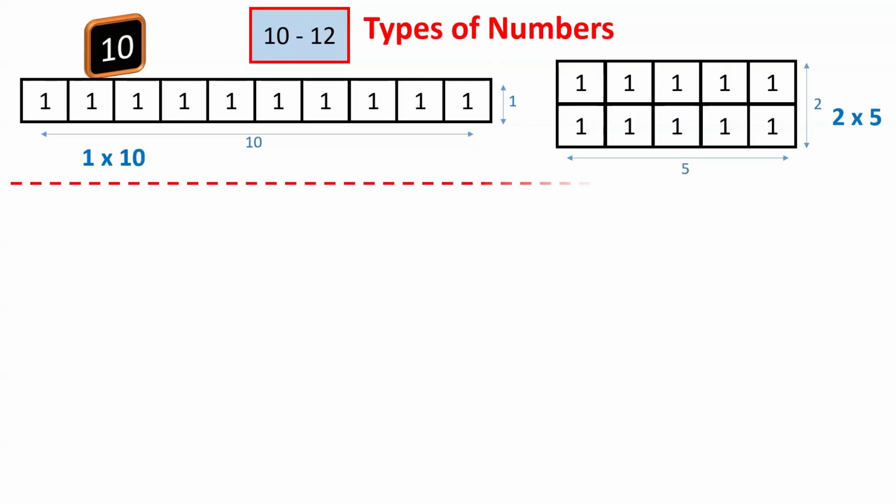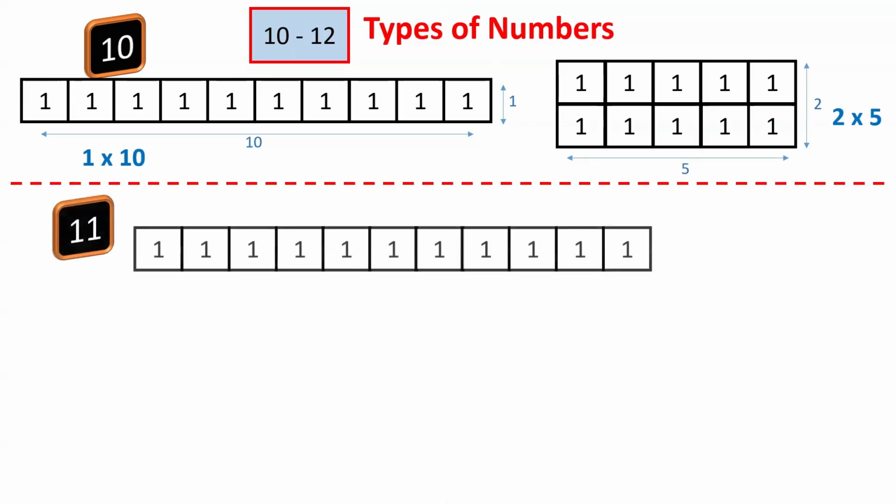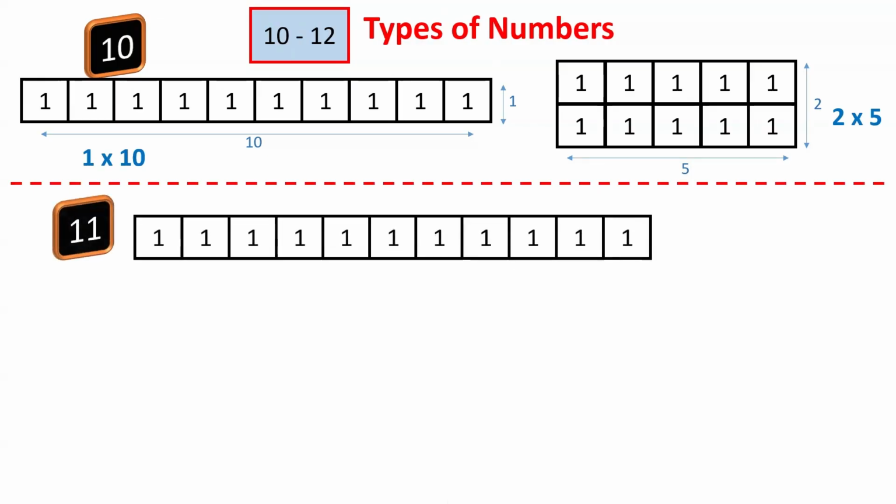What about 11? Well, 11 gives us a 1 by 11. Can it be rearranged to a 2 by something, 3 by something, 4 by something, 5 by something, 6 by something? No. So it can only stay as a 1 by 11.